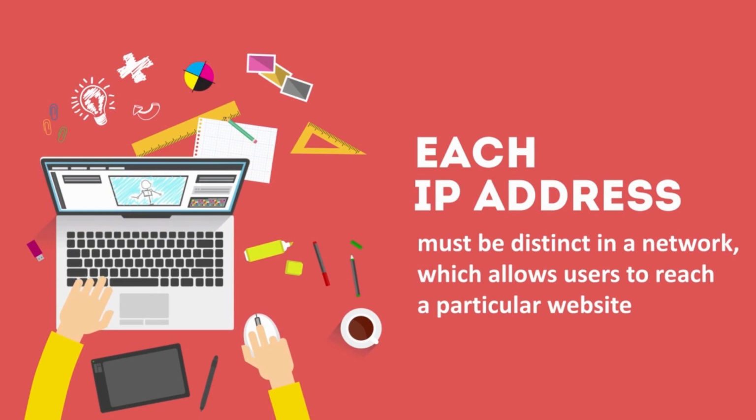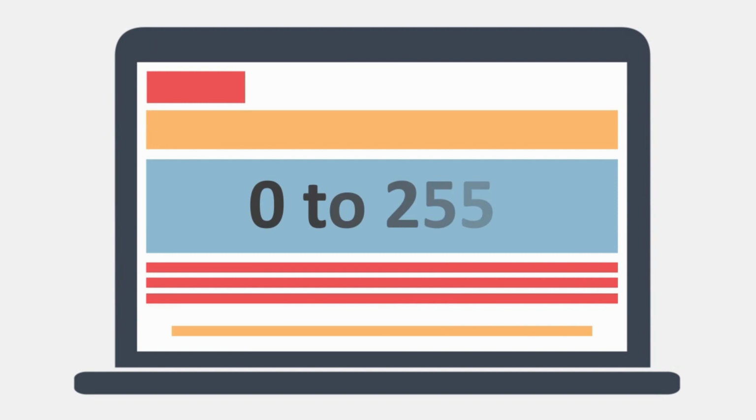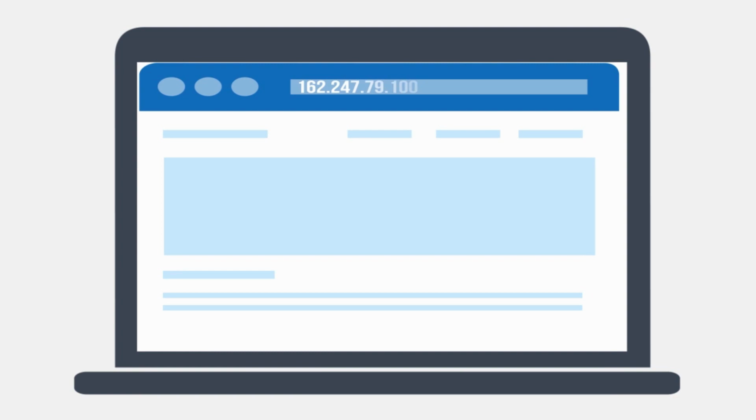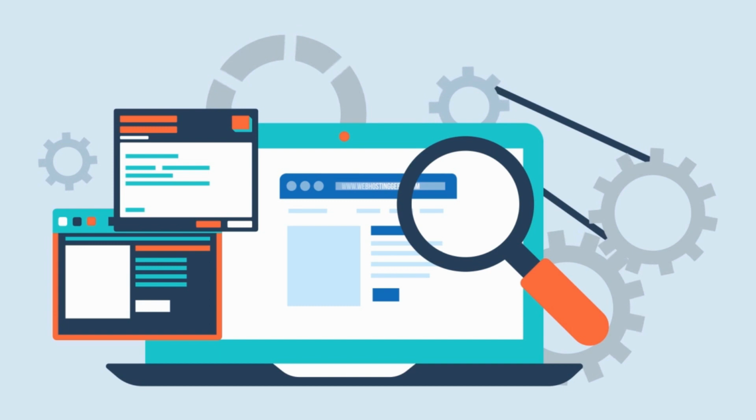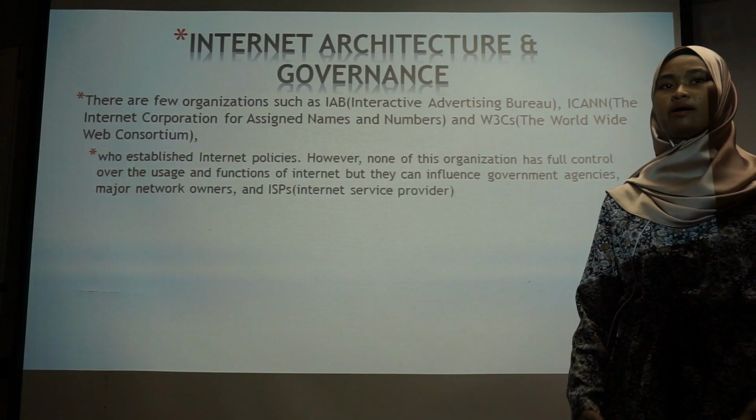You see, each IP address must be distinct in the network, which allows users to reach a particular website. An IP address could be a set of any four numbers from 0 to 255, like 162.247.79.100. When you enter a domain name into your browser, the DNS system bursts into action, translating the domain name into the IP address associated with the website. Once the website IP address is found, your computer connects with the web host and the requested page is displayed on your computer. While the concept might seem basic, DNS is a cornerstone in how the internet works.